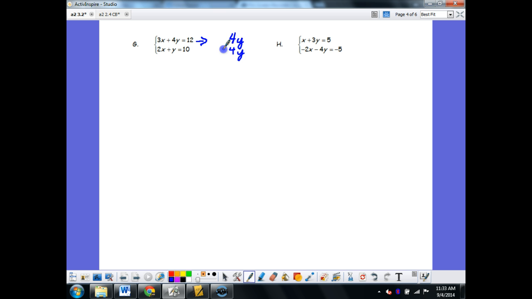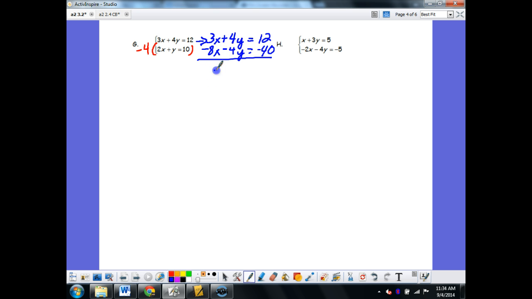So I just want to turn the bottom one into negative 4y. I'm going to keep the top equation exactly the same. I don't have to change anything. The bottom one, how do I turn the y into negative 4y? By multiplying by negative 4. So I have negative 8x minus 4y equals negative 40. Add the two together, the y's do cancel, so I'm in good shape.